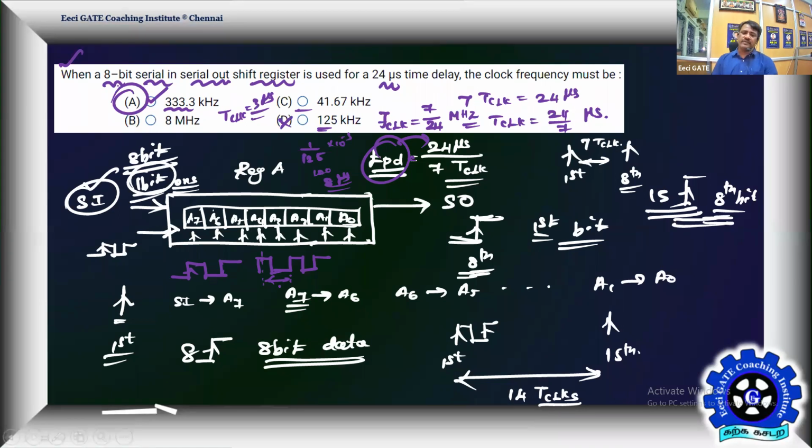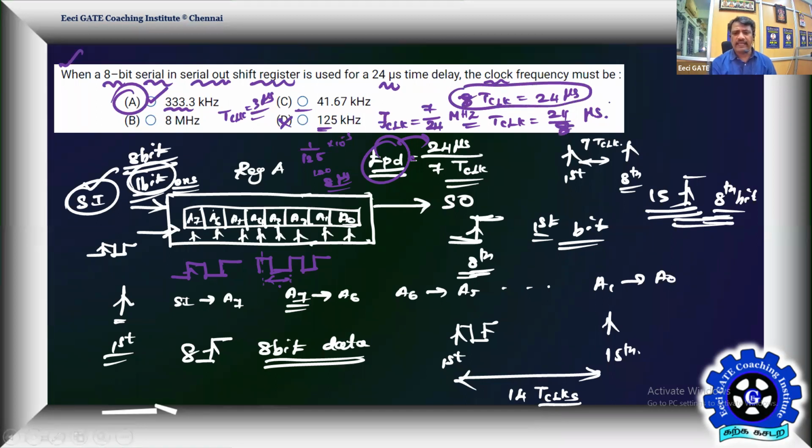So 7 T clock will be the minimum, and the maximum will be 8 T clock. So we'll go for the maximum, and accordingly you decide your answer. The best possible answer for this problem is option A. It took T clock as 24 by 7, so 7 T clock we took, instead of that it took 8 T clock. With that he got the answer.